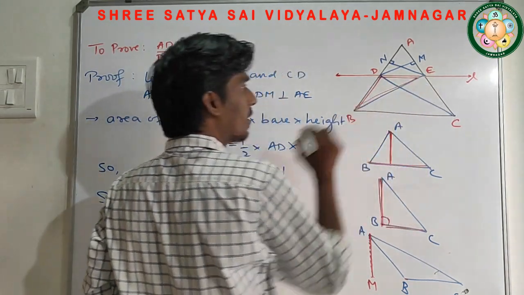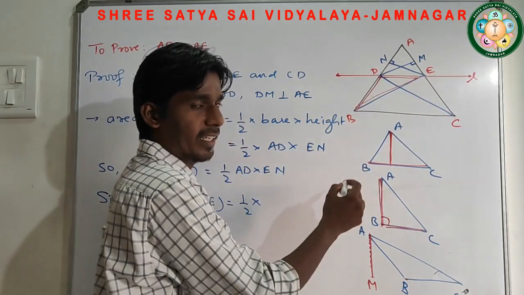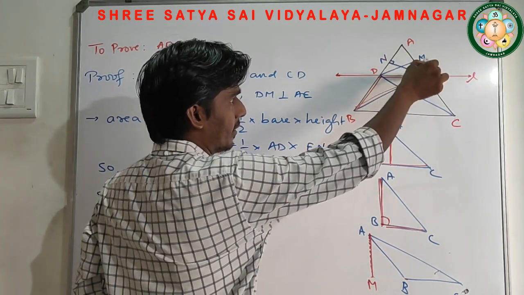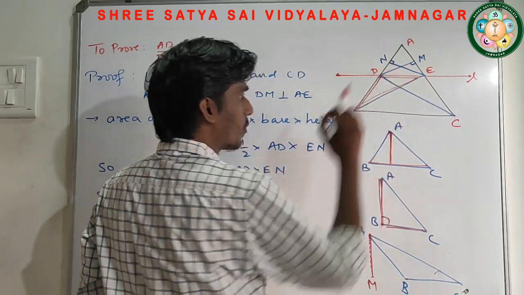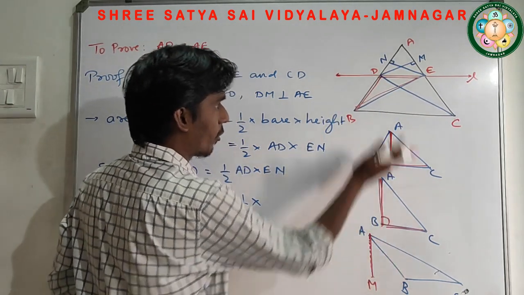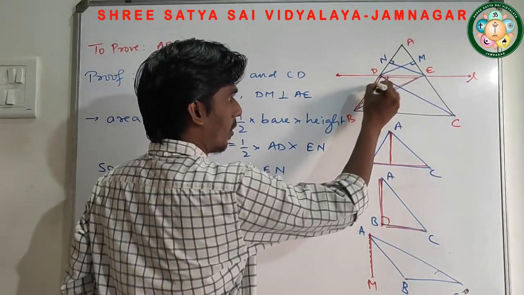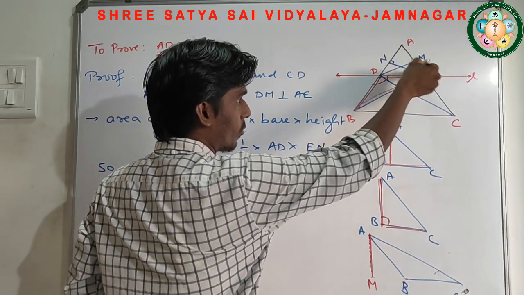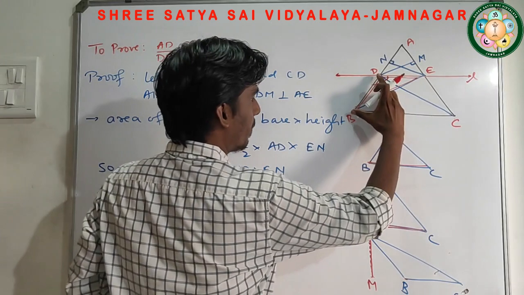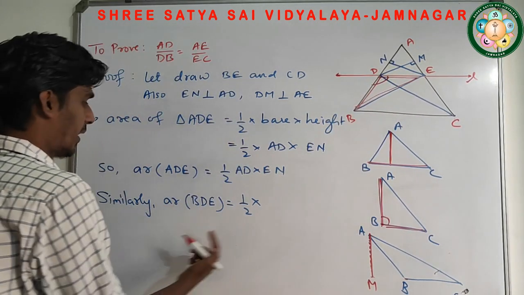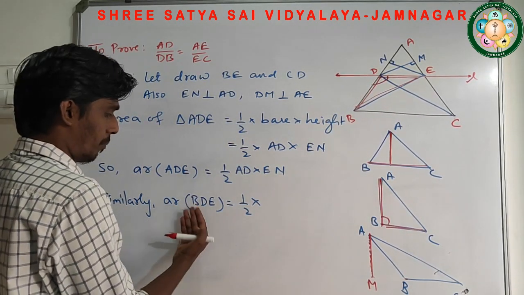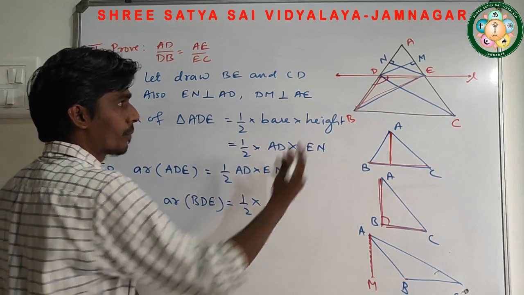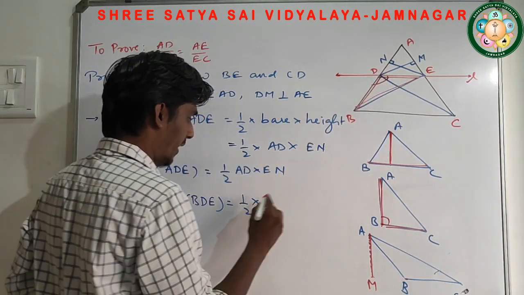Same thing we are going to apply here for triangle BDE. This triangle is an obtuse angle triangle. Its altitude is outside, that is EM. And its base is BD. So this we are going to relate with this one. This is an obtuse angle, and its altitude has to be taken outside. That is, EN is the altitude and the base is BD. So we can write area of BDE is equal to half base. Base is BD.